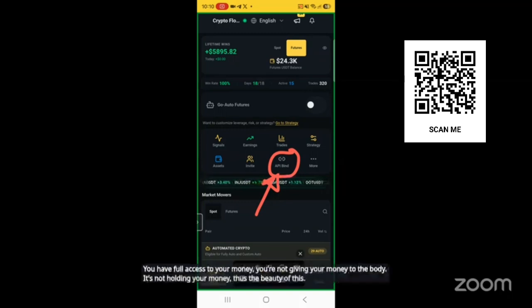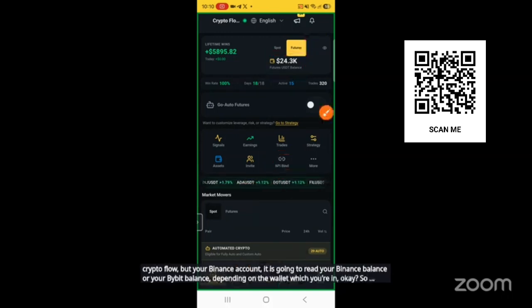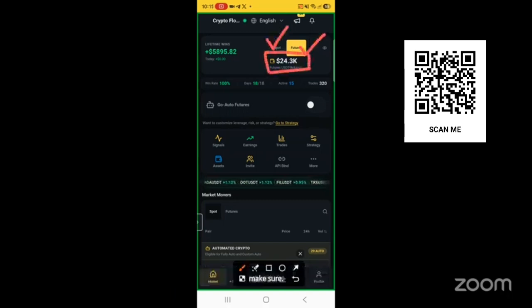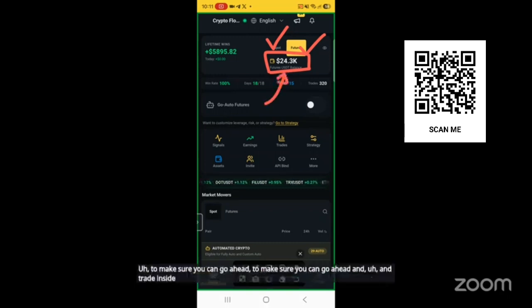So once you connect your Crypto Flow Bot to your Binance account, it is going to read your Binance balance or your Bybit balance, depending on the wallet which you're in. So before you start trading using Crypto Flow Bot, you should have some money on either your futures account or your spot account to make sure you can go ahead and trade inside your Binance account or your Bybit.